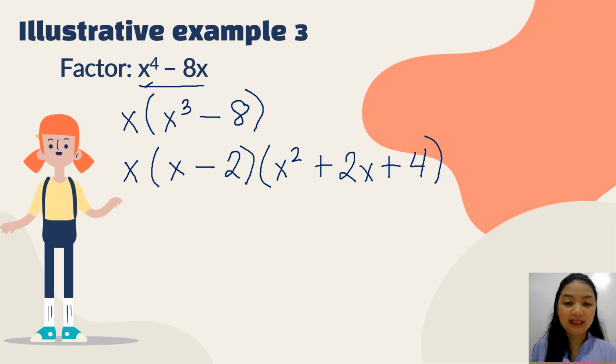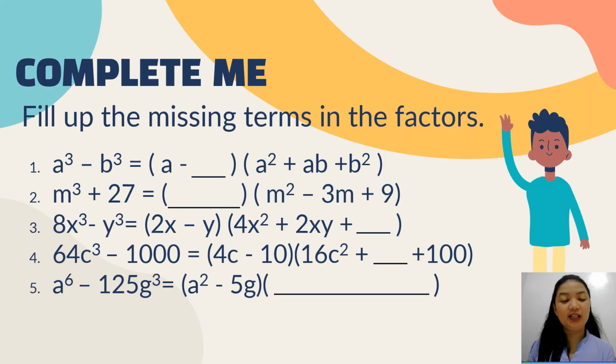So let us have a few more examples. So let us complete this one. Fill in the missing terms in the factors. I have here a cubed minus b cubed, which is equal to, correct, it must be the cube root of the last term, which is b. How about this one? What must be the binomial factor here? Correct. You simply get the cube root of m cubed as well as 27. So that is m plus 3.